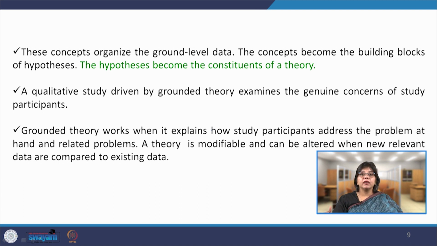So, a qualitative study driven by grounded theory examines the genuine concerns of study participants. Grounded theory works when it explains how study participants address the problem at hand and related problems. They are already perceiving the problem, and we look at how they are dealing with it.